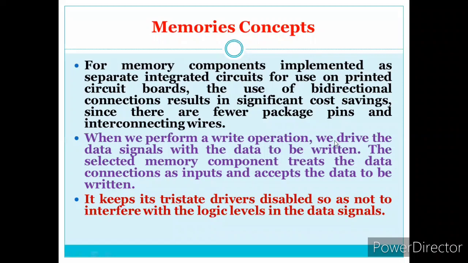When we perform a write operation, we drive the data signal with the data to be written, and for a read operation, the selected memory component treats the data signal as an input here. Similarly, when we perform a read, it acts like an output. So it keeps its tri-state driver disabled so as not to interfere with the logic level in the data signal. What happens with the tri-state driver? It makes the other components passive, and the respective data signal is used as a write signal for the write operation and a read signal for the read operation.